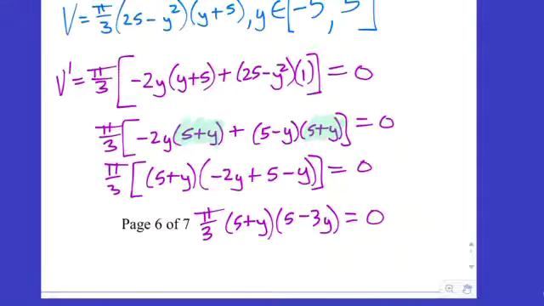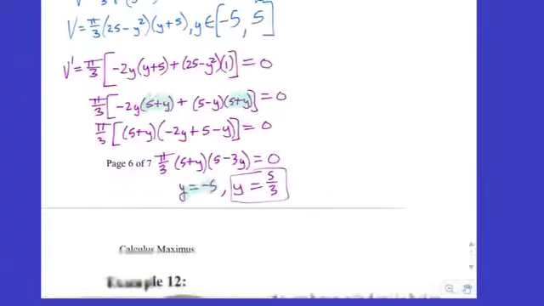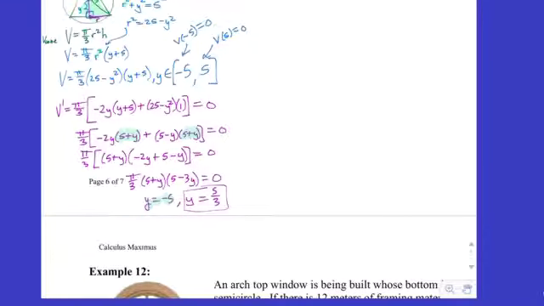And now you can set them each equal to 0, which means y equals negative 5, or y equals 5 thirds. Well, what do we know about y equaling negative 5? I got two critical values now. Which one is going to maximize the volume? Yeah, 5 thirds, because we've already talked about negative 5. That minimizes the volume. It makes it 0. So we know that that's going to be the quantity that maximizes the volume of the cone.